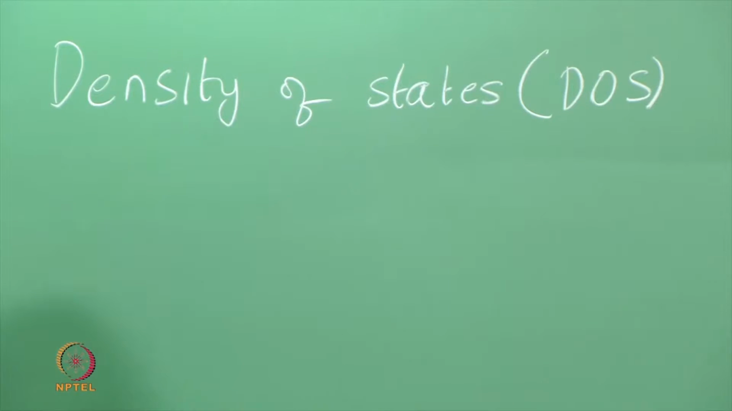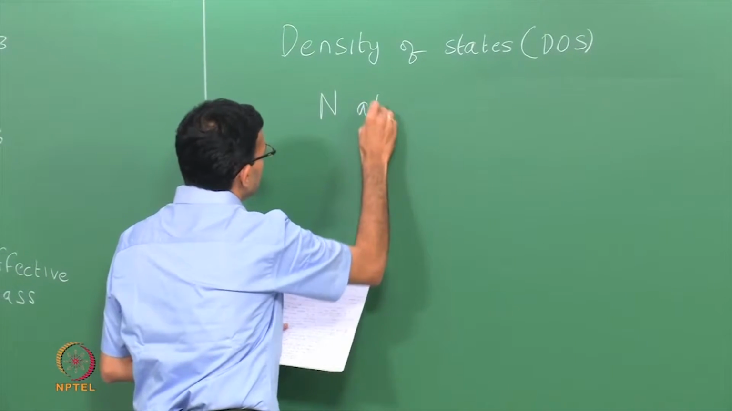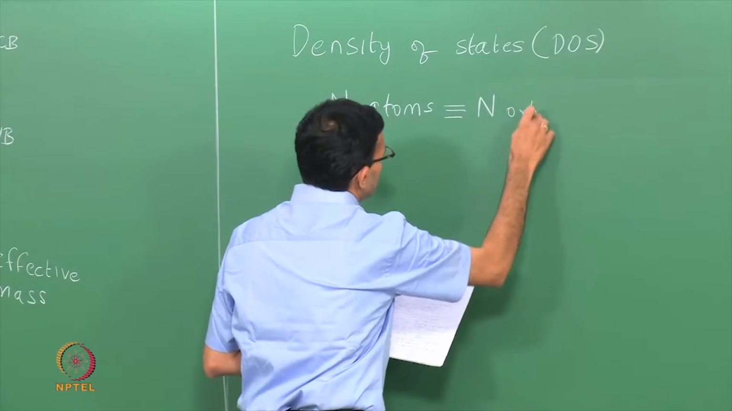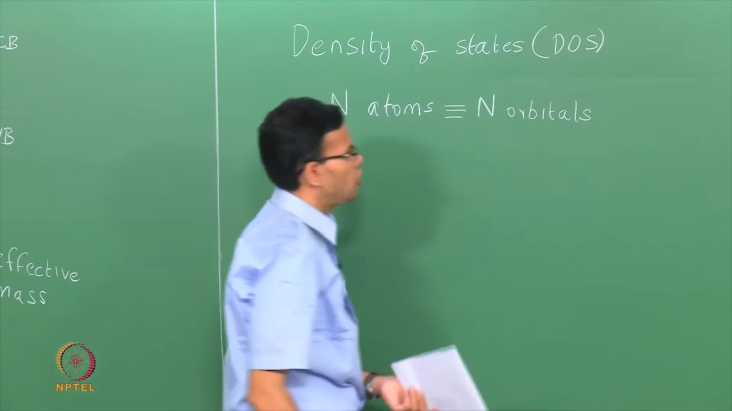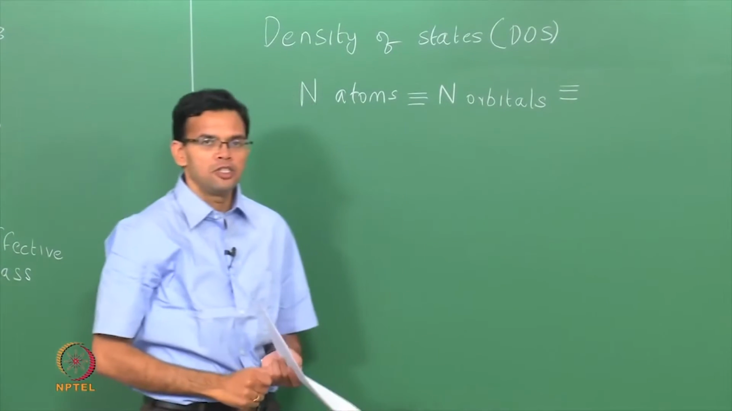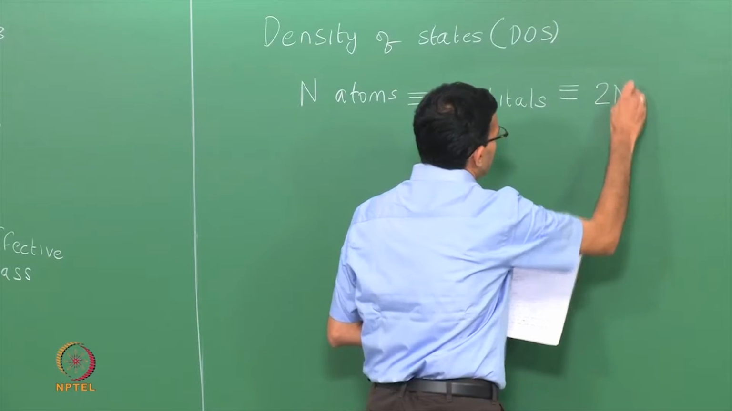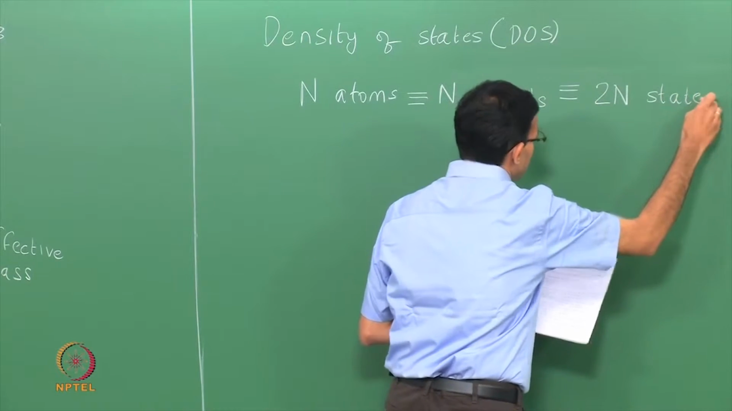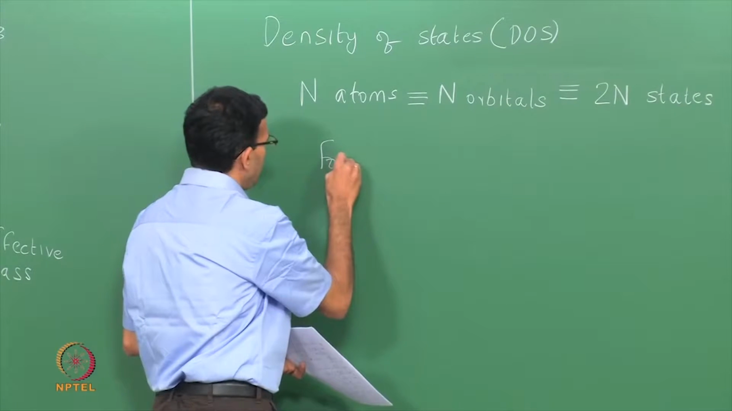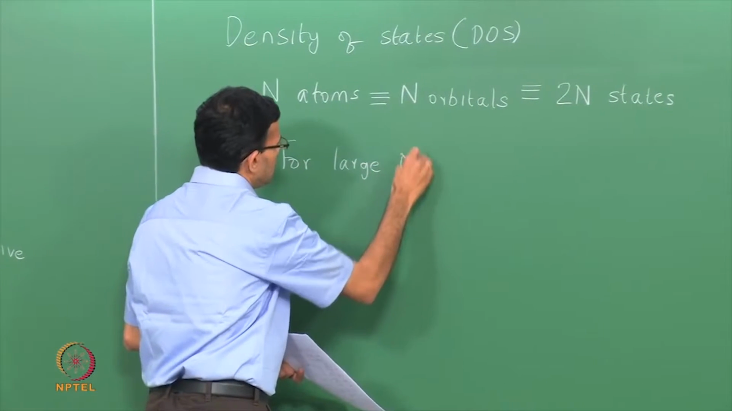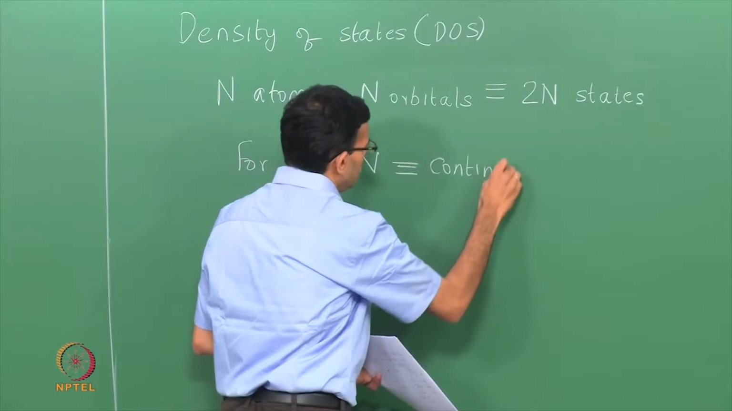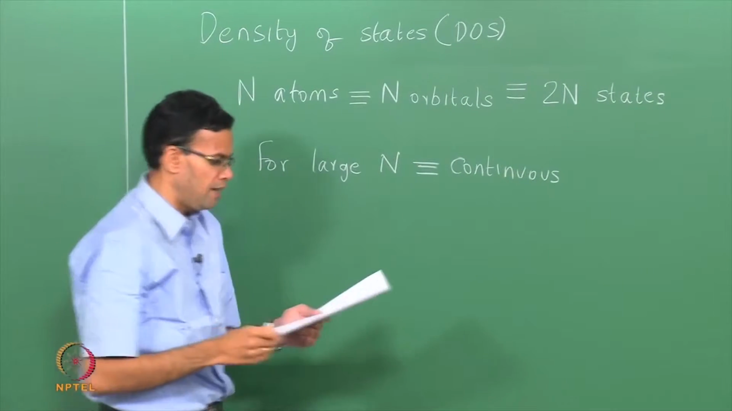Briefly, if you have a system where there are n atoms, we saw that they give rise to n orbitals. So these could be atomic orbitals which come together to form molecular orbitals, and each orbital can have 2 electrons of opposite spin. So you have a total of 2n states. These states are discrete, but for large values of n, the spacing between the states are so close that we can take it to be a continuous change in n. So, we have a band.